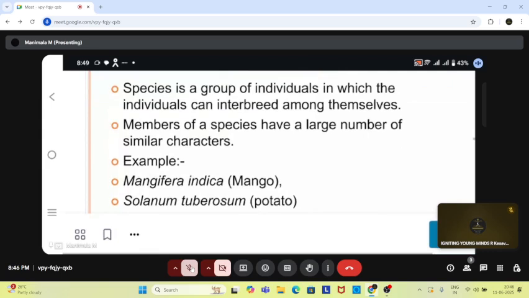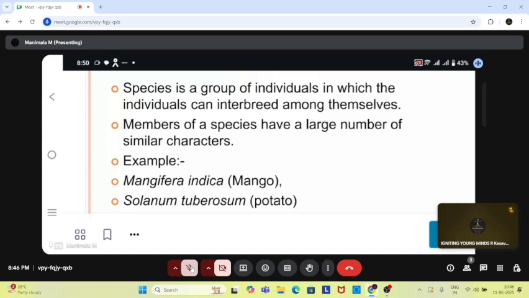So based on the species only, the next level of organisms will be classified. Children, is it clear? Yes, ma'am. One species is distinguished from another species based on closely related characters, either morphological or anatomical. Based on that only, they differentiate.